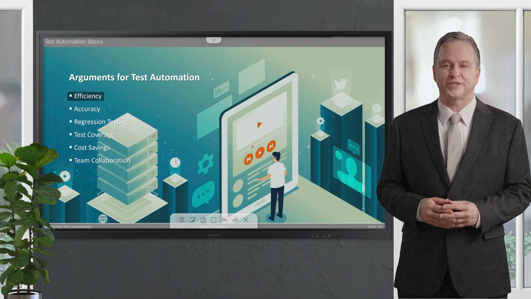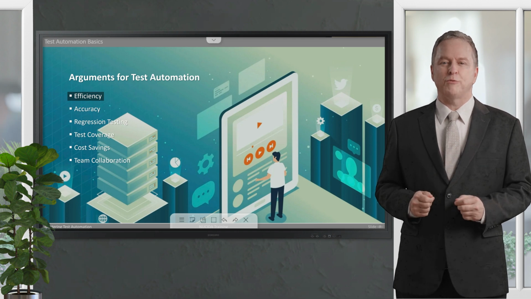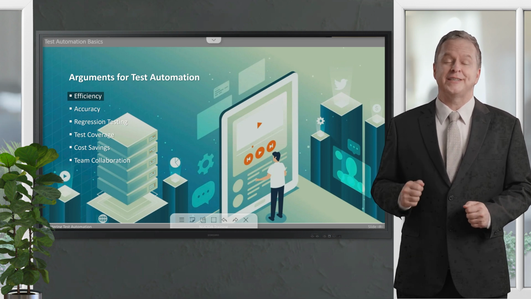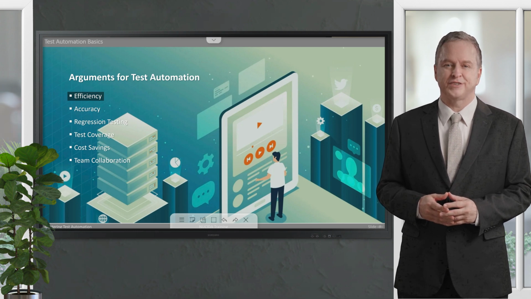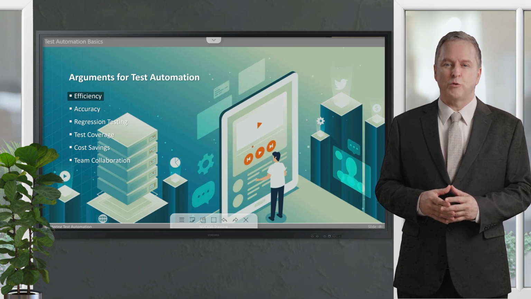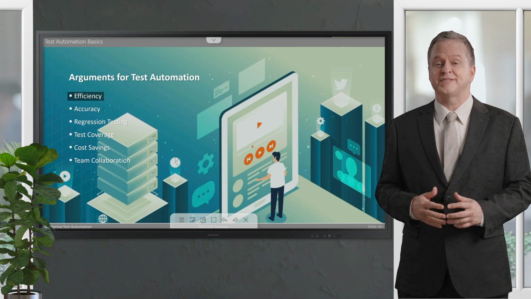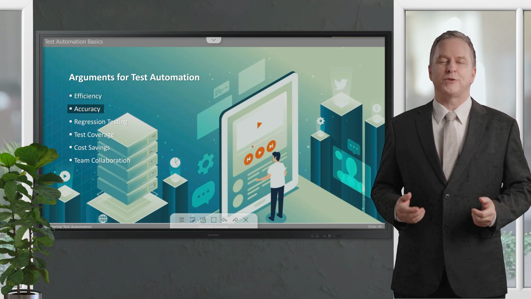1. Efficiency. Test automation significantly reduces the time and effort required to execute test cases. Automated tests can be run repeatedly and consistently, allowing for faster feedback on software quality. This efficiency enables teams to test more frequently, catch bugs earlier in the development cycle, and deliver high-quality software at a faster pace.